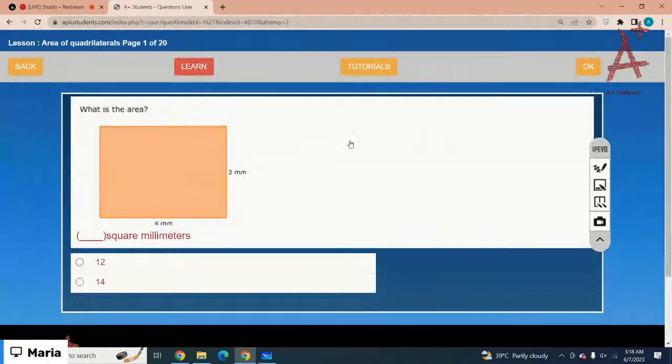Okay, what is the area? So which is the correct option? That is a parallelogram. That is a rectangle, not the square. Got it? A rectangle has opposite sides equal in length. It would be 4 times 3, length times width. For the rectangle, it would be length times width. So it is 4 times 3 equals 12.